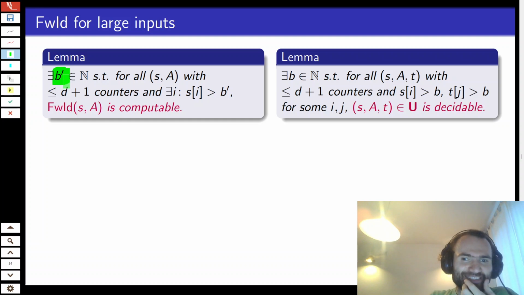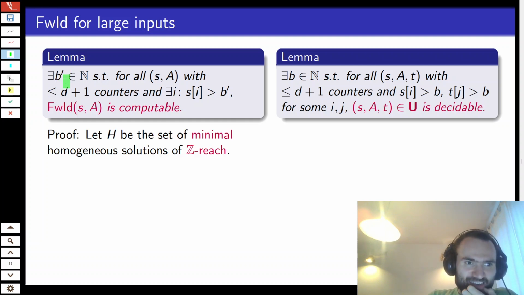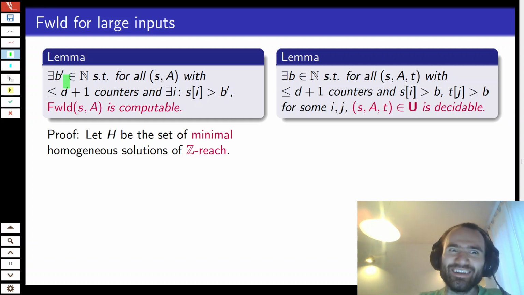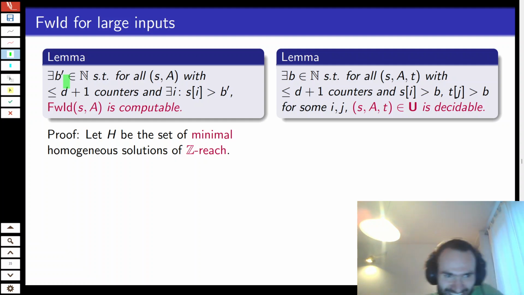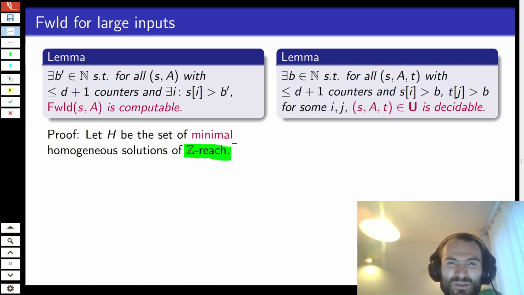Okay, so how do we do this? Well, there is again a genius technique that a mad genius of Ehren has struck again. We take the following. Okay, so we take the set of minimal homogeneous solutions of Z reachability. So we can think of Z reachability as being some kind of ILP.